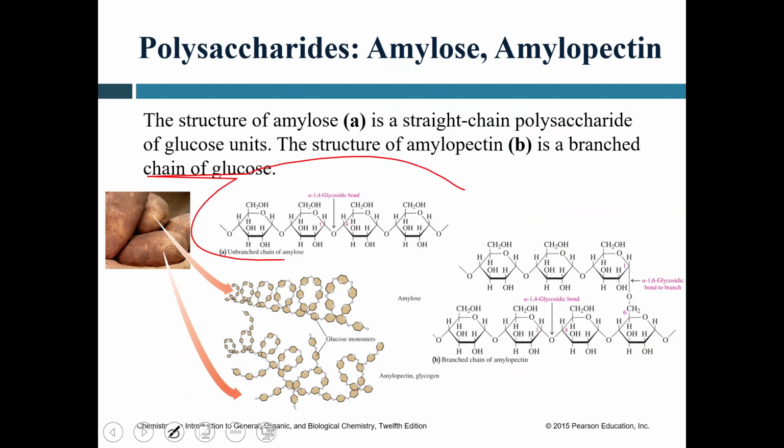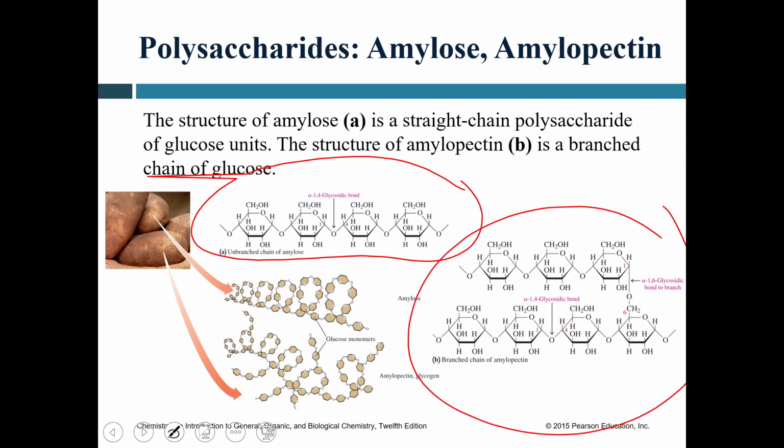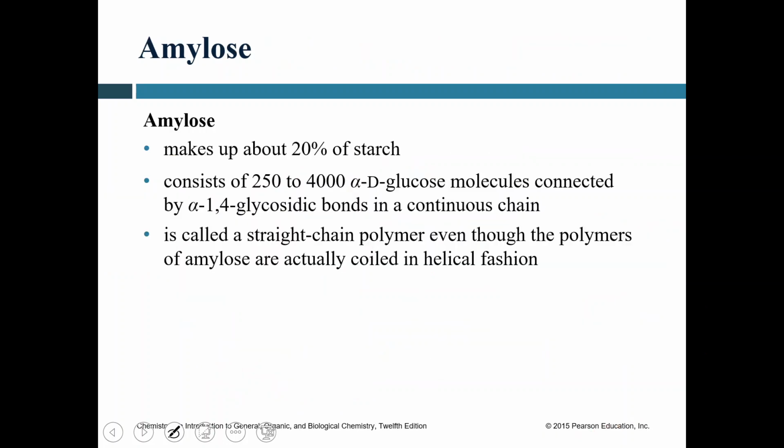So here you can see amylose. Here you can see amylopectin. Amylose consists of glucose units that are connected by alpha-1,4 glycosidic bonds, while amylopectin and glycogen consist of glucose units that are connected by alpha-1,4 and alpha-1,6 glycosidic bonds, which play a role of an inter-chain linkage. Amylose is found in starch.